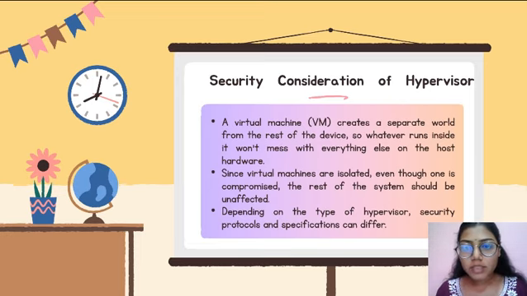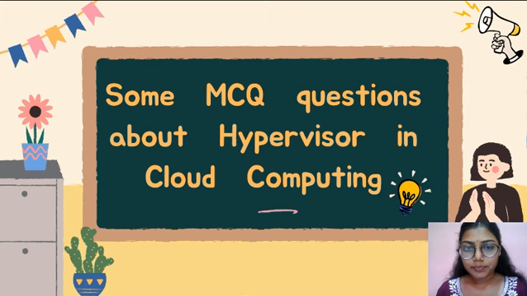Since virtual machines are isolated, even though one is compromised, the rest of the system should be unaffected. Depending on the type of hypervisor, security protocols and specifications can differ.